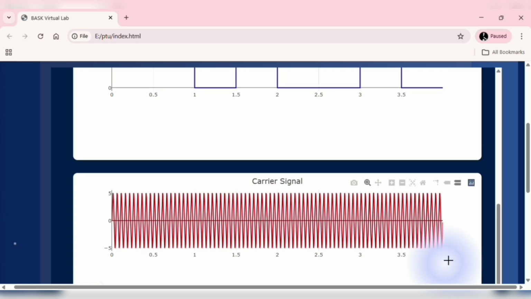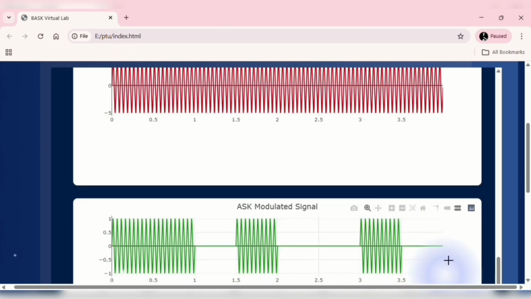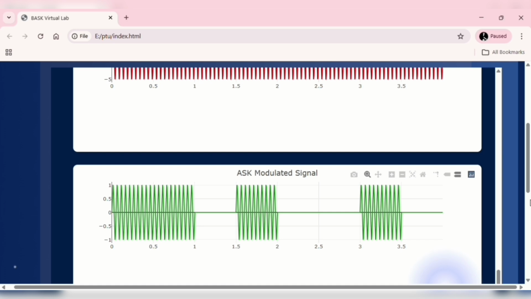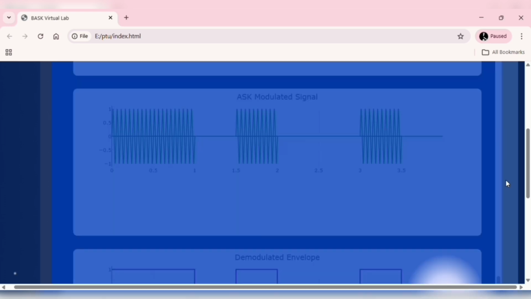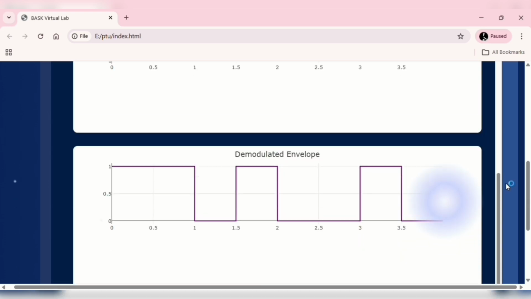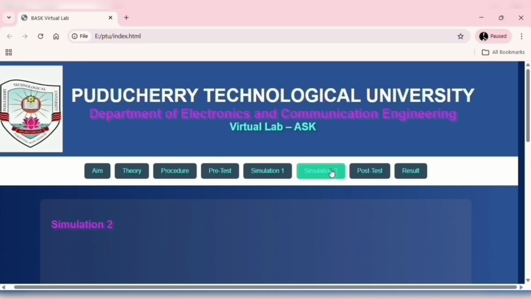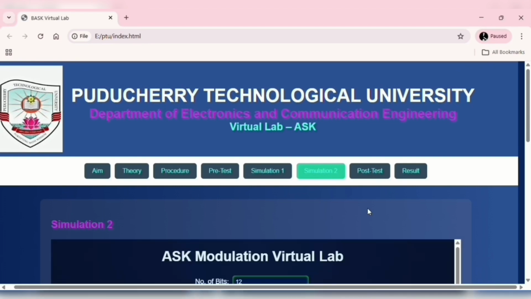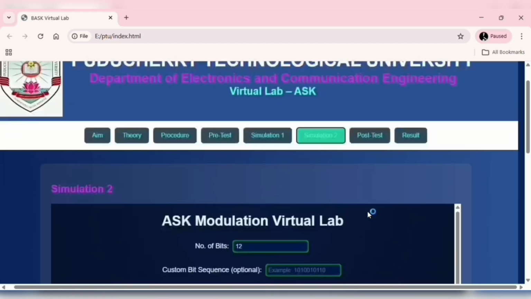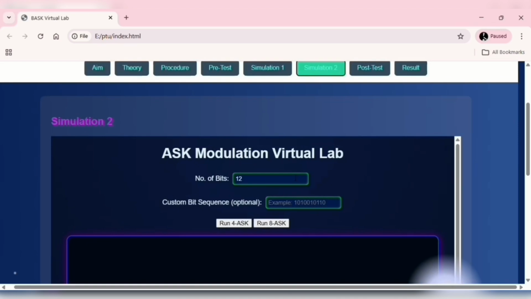We can clearly see that the entered binary input signal and the demodulated signal are an exact match of each other, and we can ensure that the data is recovered properly. In simulation 2, the ASK signal is further analyzed and the demodulation process is demonstrated. Here, the number of bits is entered as 12 and the corresponding binary sequence is used for the simulation. After running the simulation, the system displays the ASK modulated waveform and also the recovered signal.